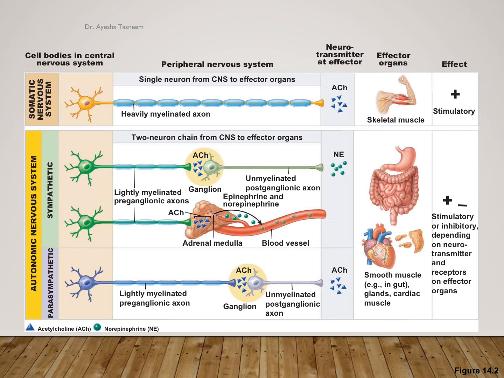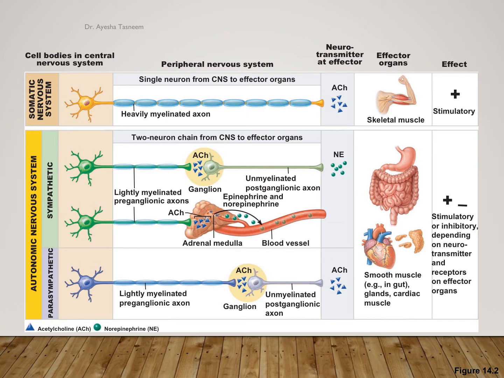Then the second difference is in the effector pathways. The somatic nervous system fibers are thick, heavily myelinated. Here you can see thick, heavily myelinated somatic motor fiber makes up each pathway from CNS to the muscle. Here you can see a single neuron that is highly myelinated. It extends from the central nervous system to the muscle.